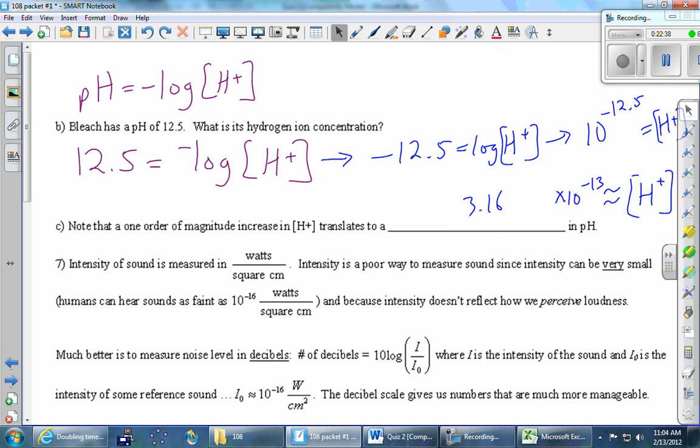Okay, so that's the hydrogen ion concentration. Now, 3 times 10 to the negative 13. Is that a big number or a small number? It's ridiculously small, right? It's very close to what number? 0. It's really close to 0. So bleach has that concentration of hydrogen ions.